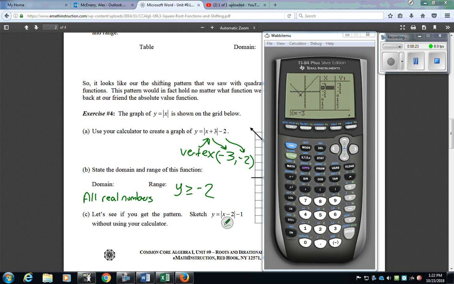-2. So when we do create an absolute value function, it's important to look for that turning point, because that turning point is going to be the key to helping you determine the range of it. Now the domain for most of them is going to be all real numbers, but the range is going to change depending on that vertex point.